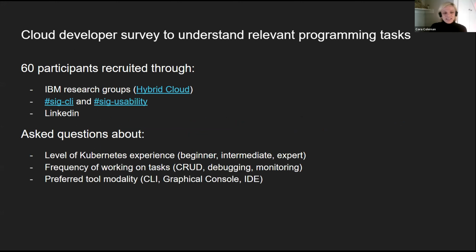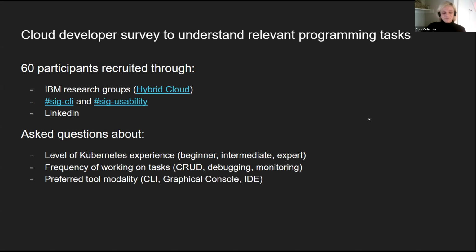Also SIG usability, and they helped us out with getting visibility for our survey on LinkedIn. We would have loved to have more participants, of course, but this is just the amount that we were able to recruit in the time frame. And the number of beginner respondents was really small also. There were only about 5 beginners out of those 60 participants. So we would really like to improve this further and just get it out more.